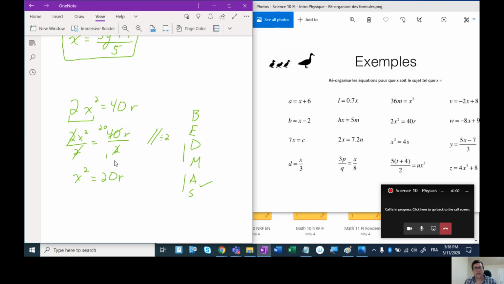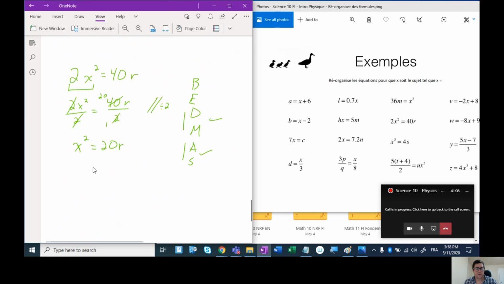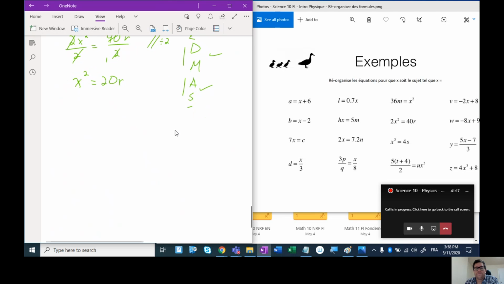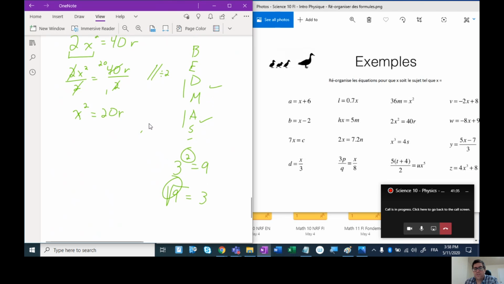Almost there. Is x multiplied by anything? No. Is there an exponent? Yeah, a square. Okay, what's the opposite of a square? 3 squared is 9. So what do you have to do to 9 to get back to 3? Square root. So square and square roots are the opposites of each other. So can we square root both sides? Yeah, you can. In fact, you can do whatever you want.